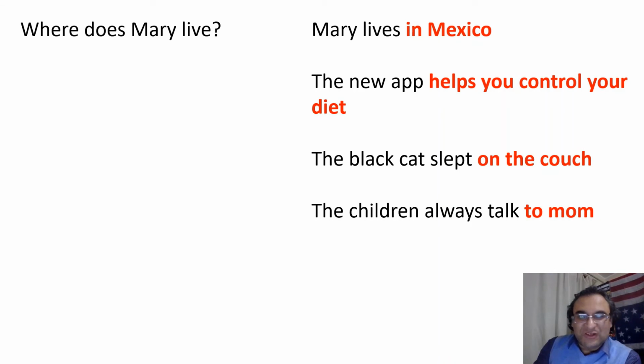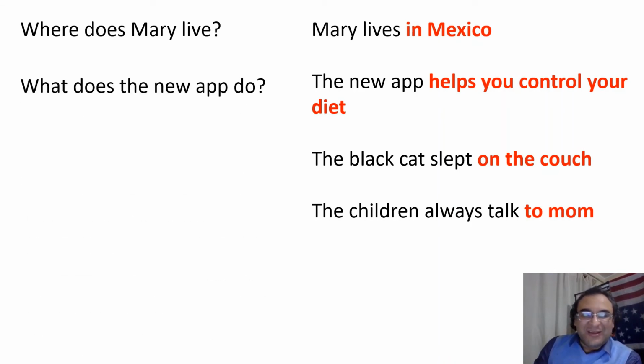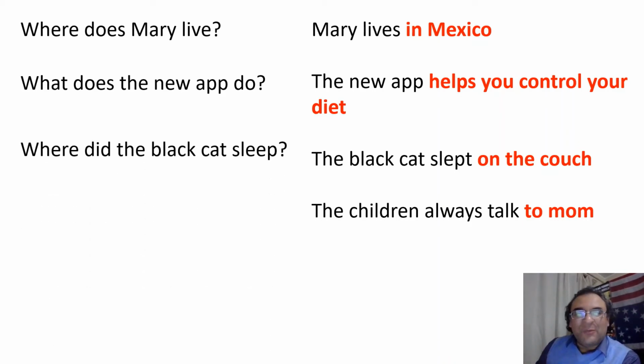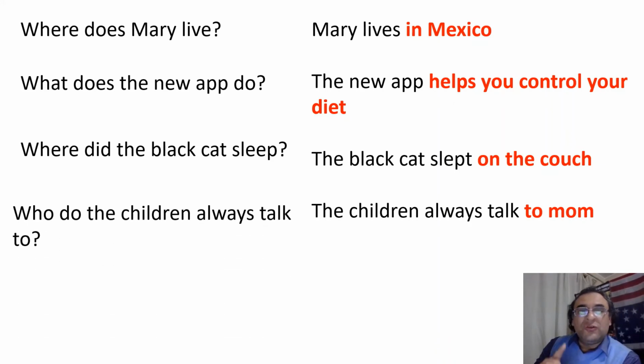What is the next question? The next question is, what does the new app do, right? What is the next question? On the couch. The answer, on the couch. The next question would be, where did the black cat sleep, right? And the last question, with the children, right? What would be the question? The question would be, who do the children always talk to, right?